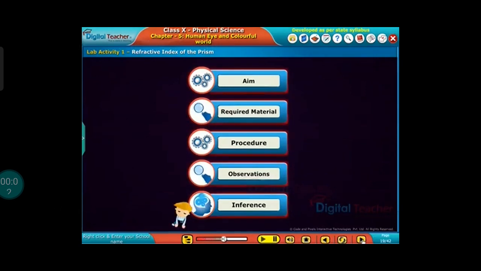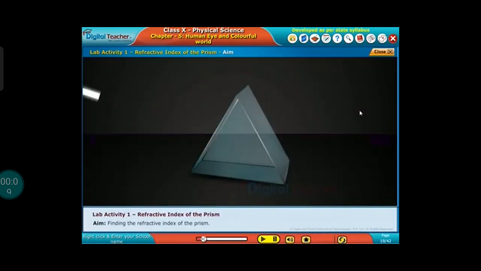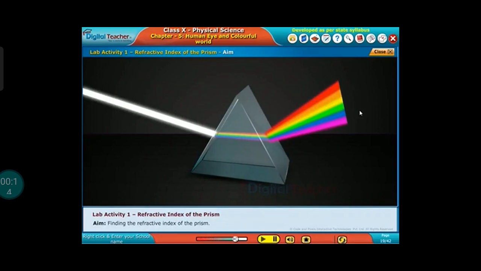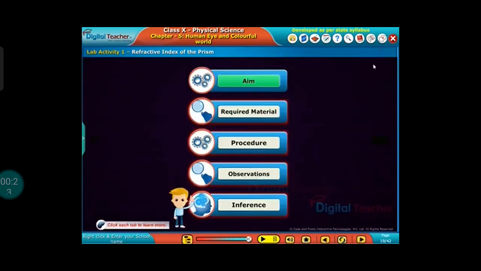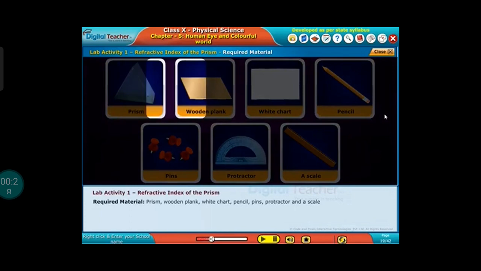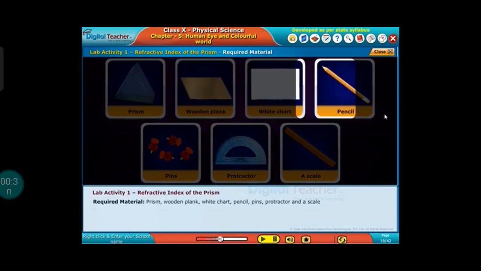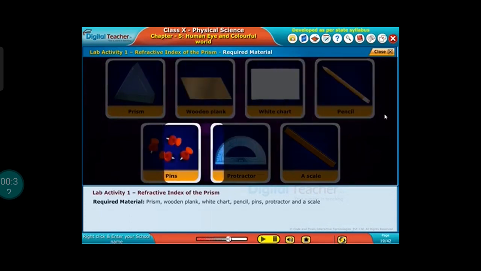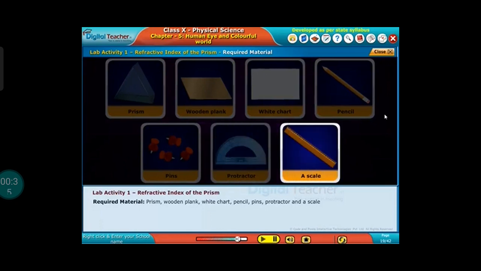Refractive index of the prism. Click each tab to learn more. The aim is finding the refractive index of the prism. Materials required are prism, wooden plank, white chart, pencils, pins, protractor and a scale.